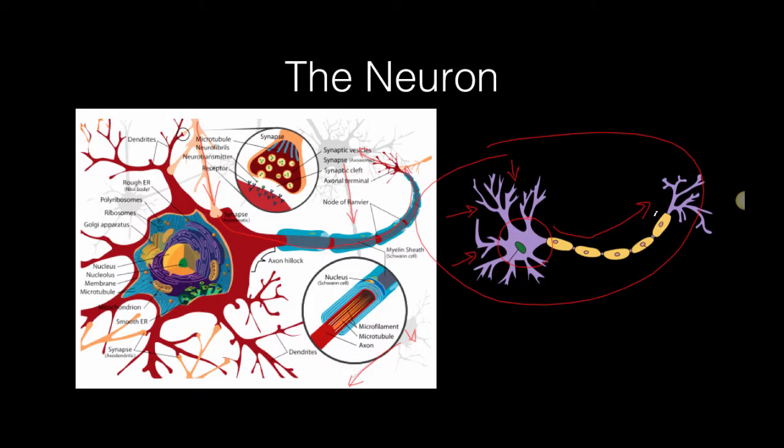And these messages are in the form of an electrochemical message. So many neurons can connect to one, and then it can send a message and it can connect to many others.